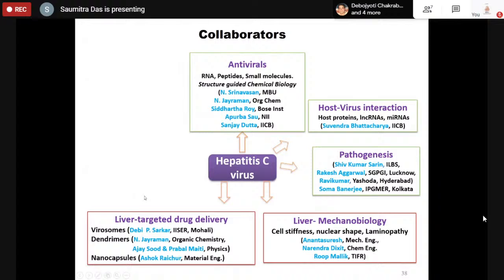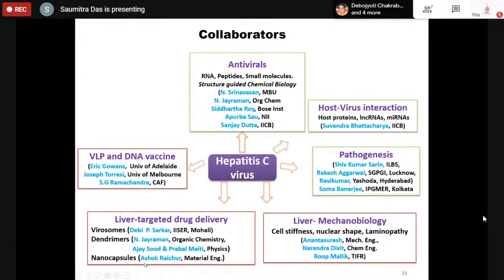And we also work on liver-targeted delivery. All these antivirals that we are making, we are trying to target into the liver. And we have shown how this can be done with Devi Sarkar at Delhi University with the virosomes. We have shown dendrimers through organic chemistry. Recently, we published nanocapsules, and we showed how nanocapsules can encapsulate your inhibitors and deliver them directly or specifically to the liver. We are also working on PLP and DNA vaccine.